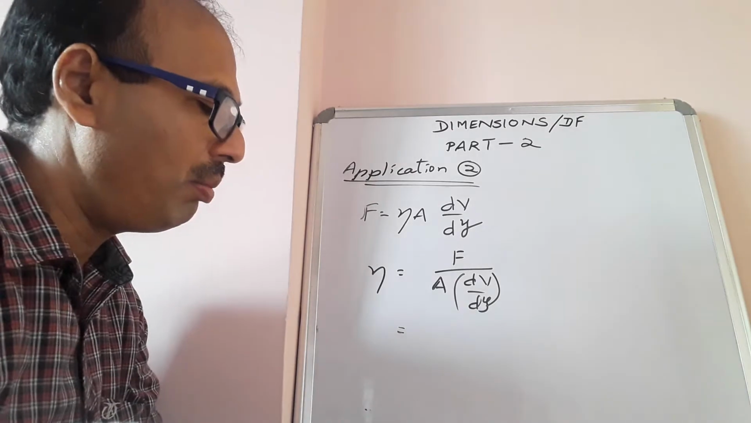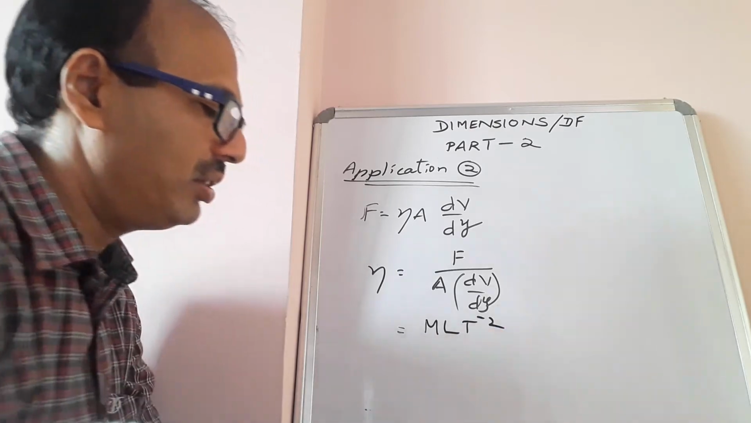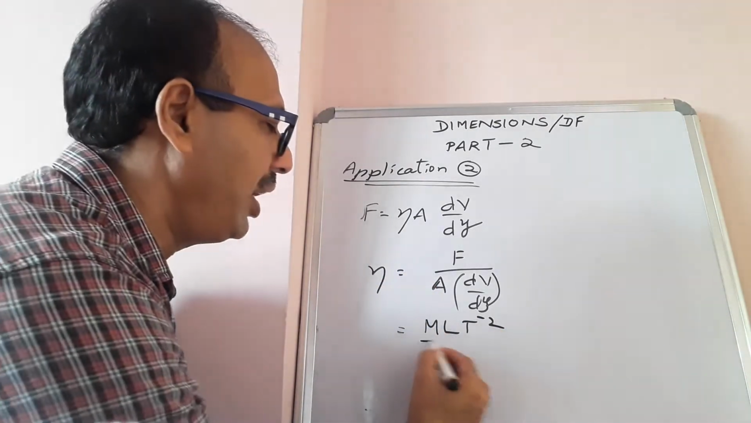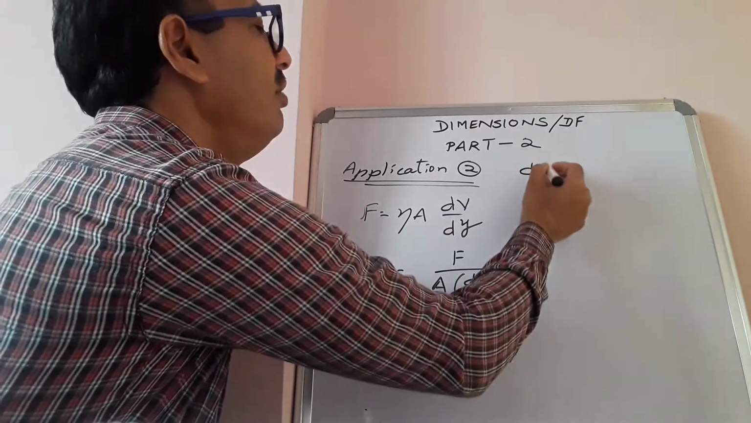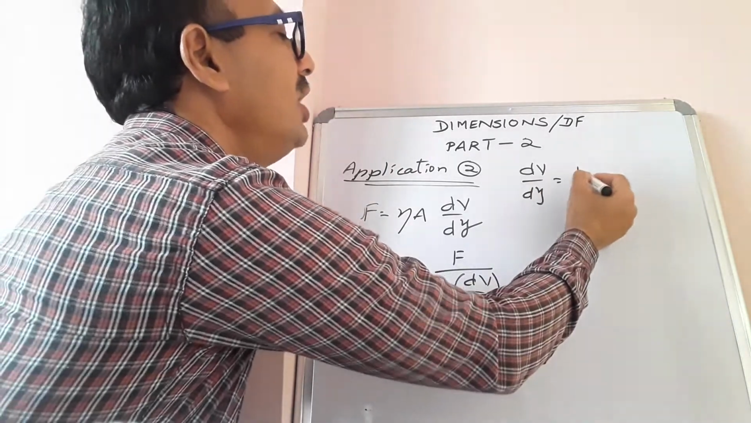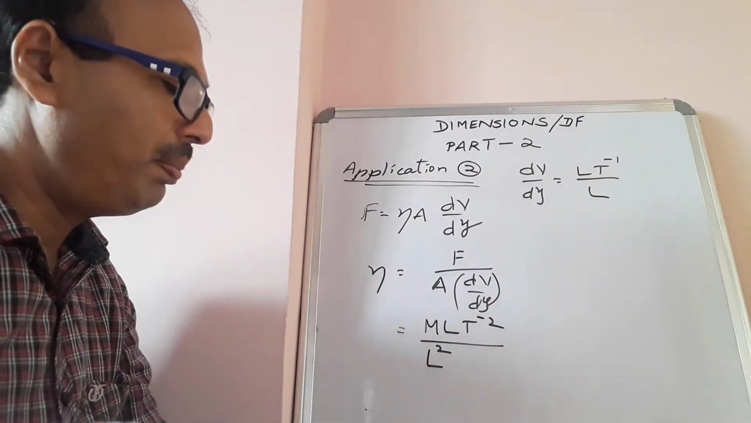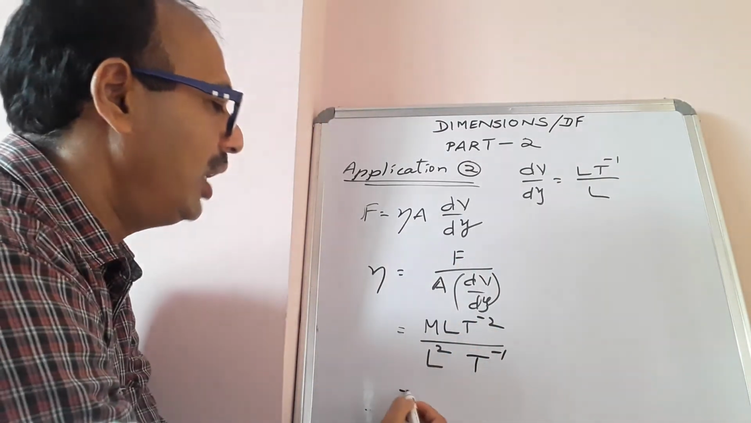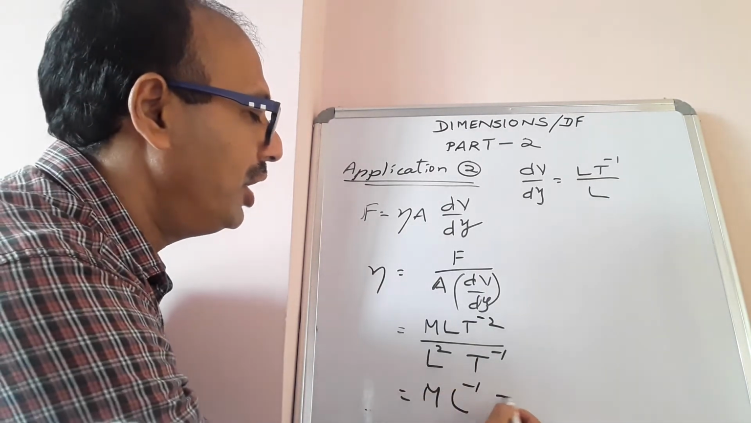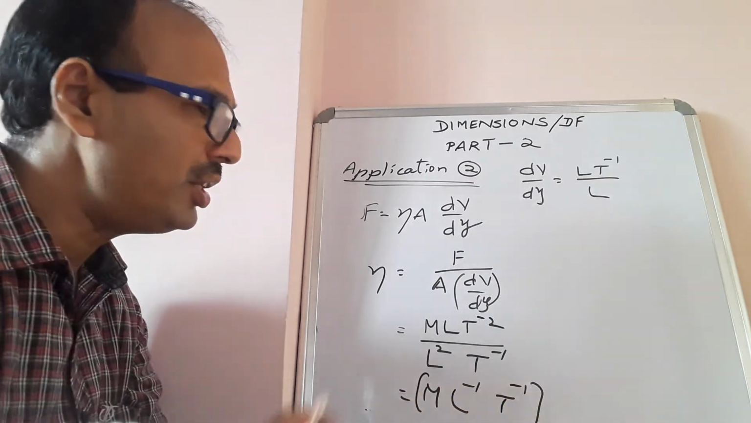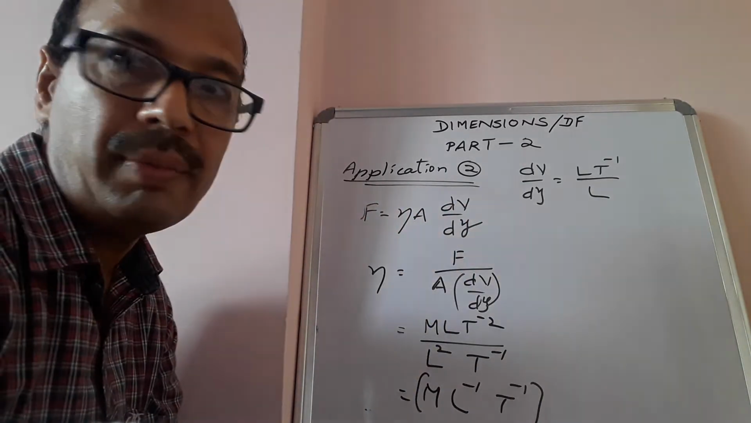Now, what is the dimension formula of force? That is mass into acceleration. Area is nothing but L square. Now, velocity gradient dV by dy: velocity is L T power minus 1, y is distance only. So, T power minus 1. So, as a whole, we will get M L power minus 1 T power minus 1. This is how we can derive the coefficient of viscosity by using this formula.